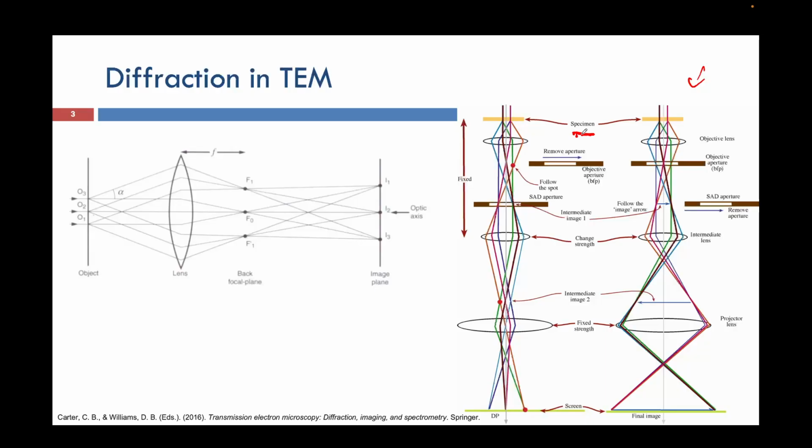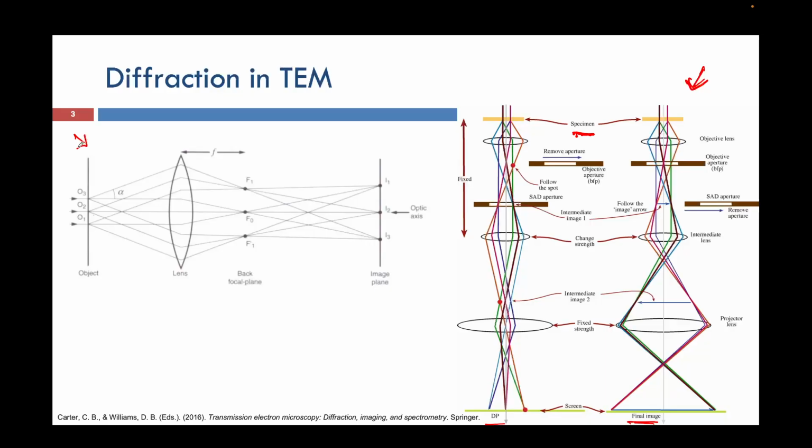So one output is the diffraction pattern, another output is the image, right? Under which condition do we get the diffraction pattern, and under which condition do we get our final image? We will see that. Before going there, just look at this schematic of the ray paths. We saw it during our electron optics introduction class.